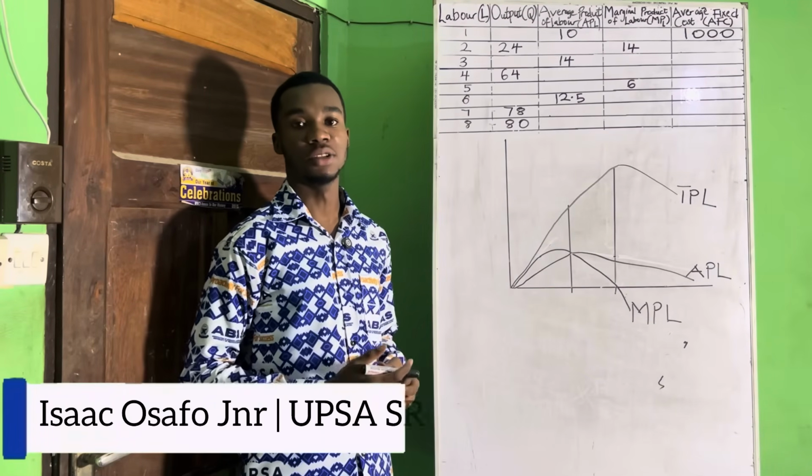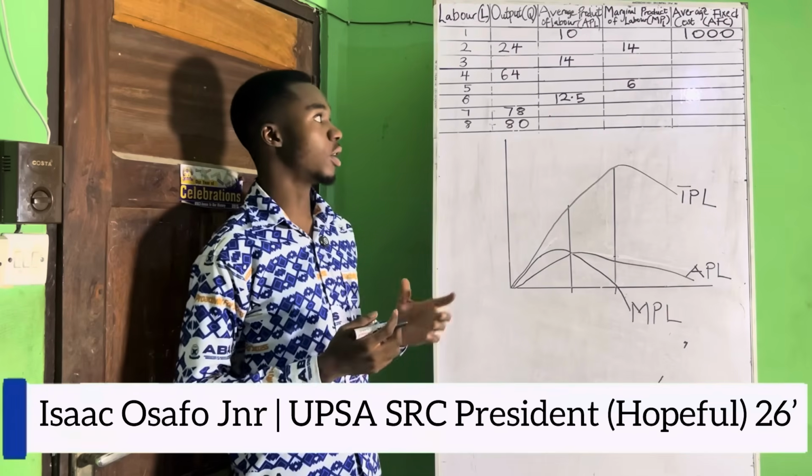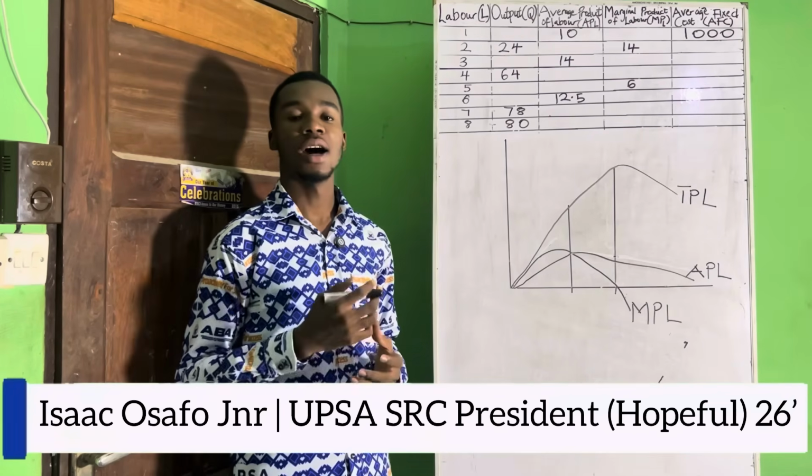My name is Isaac Osafo Jr., the Vice President for the Association of Business Administration Students at UPSC. Today we're going to be looking at theory of production under business economics.